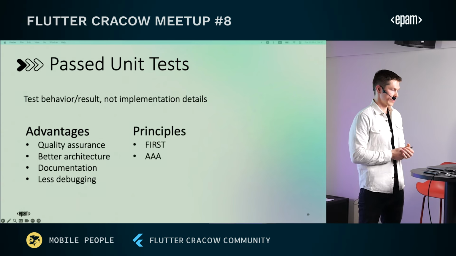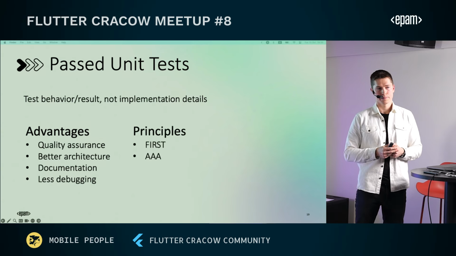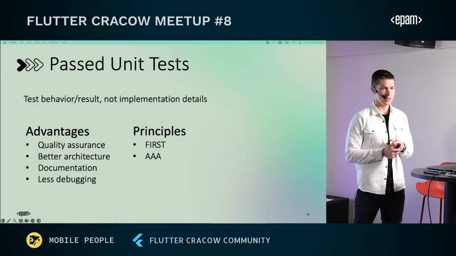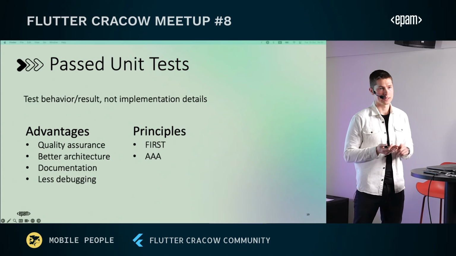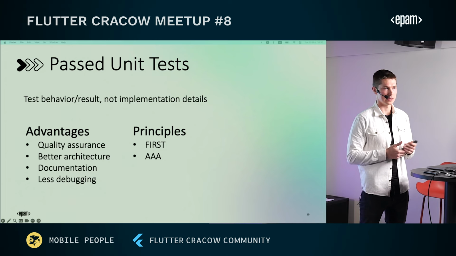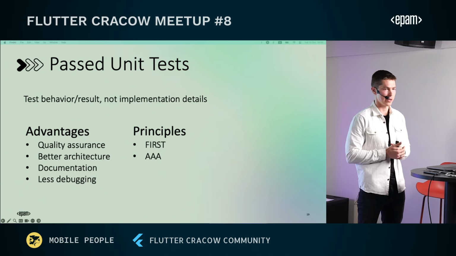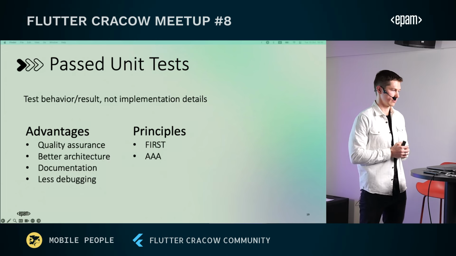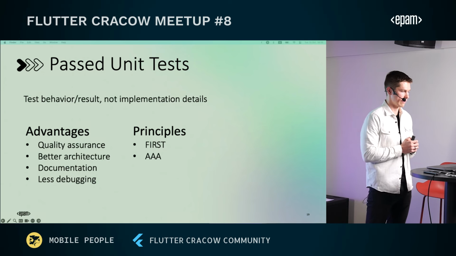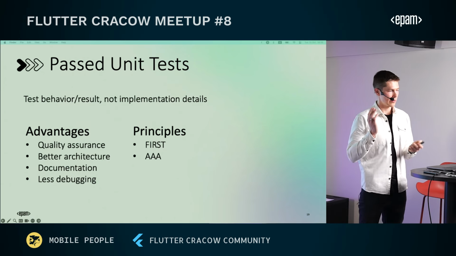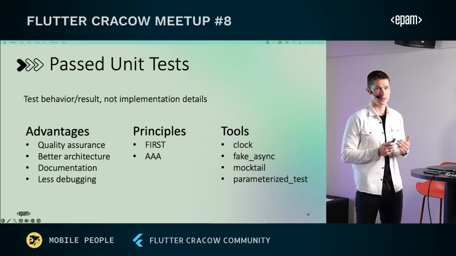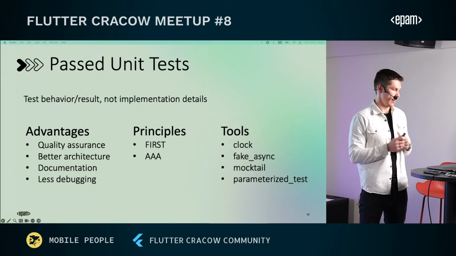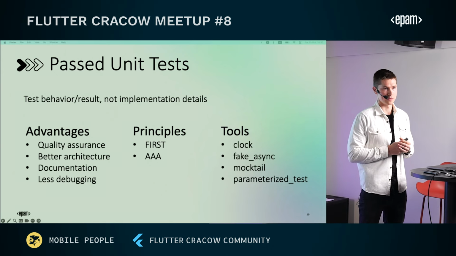Also, consider using the FIRST and 3A principles. FIRST stands for fast, independent, reliable, self-validating, and timely. And 3A is the abbreviation for arrange, act, assert. So give it a read if you haven't done so. What I can also recommend in this area is to use these tools: Clock, Fake Async, Mocktail, and Parameterized Test. These are tools which proved to be quite useful on our projects.